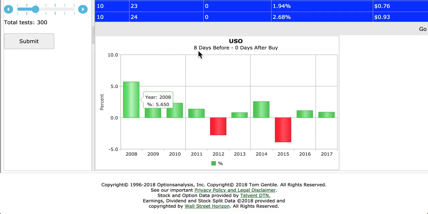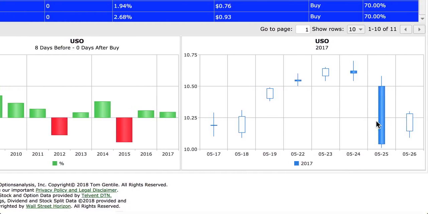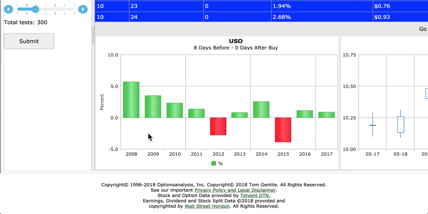In fact, looking at the last 8 trading days before Memorial Day over the last 10 years, 8 of those 10 years have been positive. Last year, not a big move here. As you can see, we had a nice move from around the low 10s all the way up to the high 10s before getting a big drop off and then finally getting a little push up. But this is a pattern that has worked in 8 of the last 10 years.